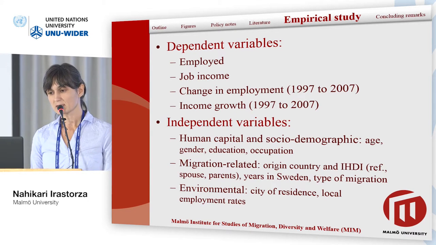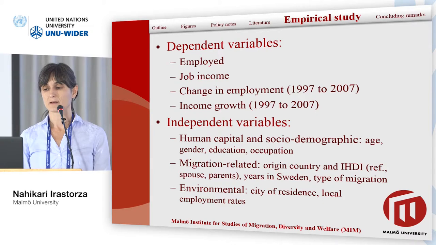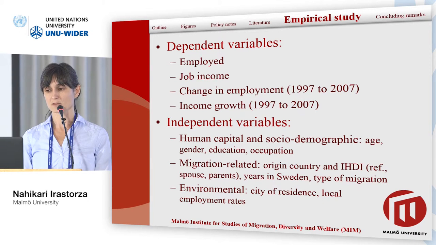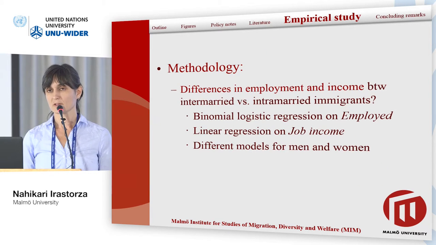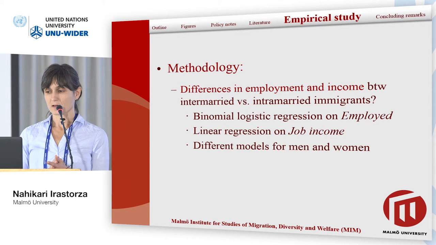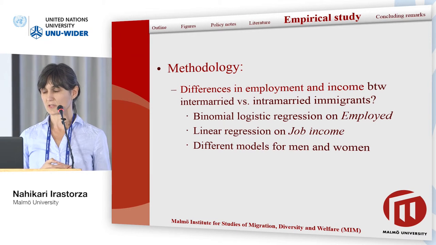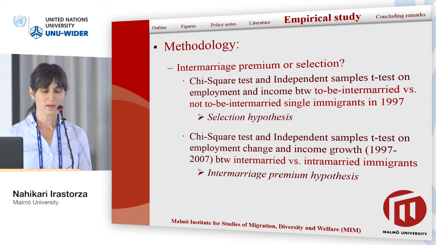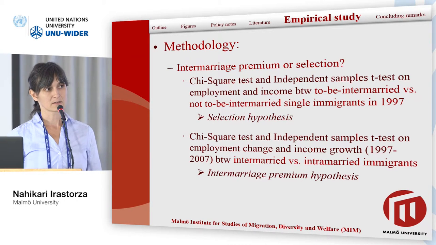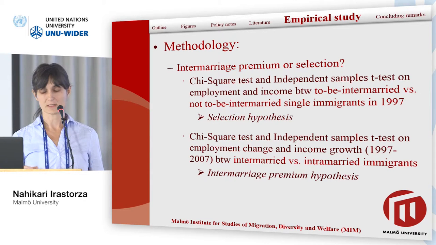So we looked at employment, job income, and also change in employment and income growth between those two years, 1997 and 2007. Our explanatory variables include human capital, socio-demographic, migration-related variables, and also environmental context-related variables. We use different regressions to see whether being intermarried versus intramarried had an effect on immigrants' employment and job income, and we have different models for men and women.